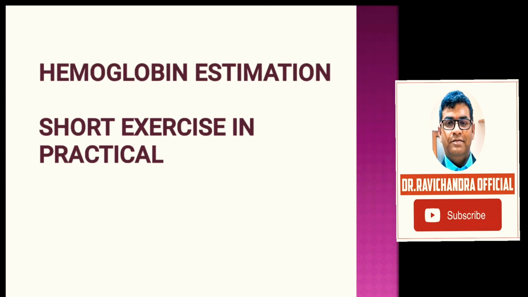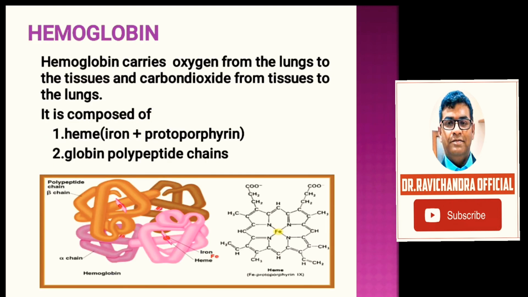Going to discuss hemoglobin estimation, a short exercise for hematology practicals. Hemoglobin, as all of you know, carries oxygen from the lungs to the tissues and carbon dioxide from the tissues to the lungs. It is composed of heme and globin. Heme is made up of iron and protoporphyrin, and globin is made up of polypeptide chains.